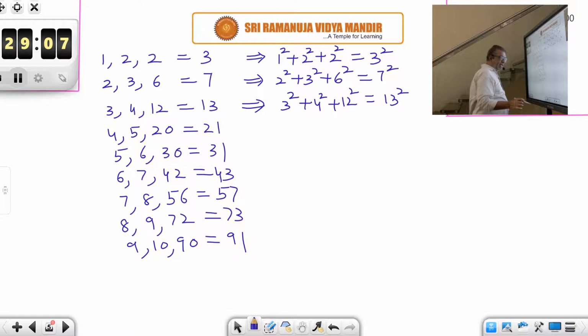Tanmayi, please respond. What is the next one? Tanmayi. Sir, 10, 11, and then 102 is equal to 103. 10, 11? 102, no, wrong. One or two wrong. Come on. 110. 9, 10 into 11, 110. 111. Okay.